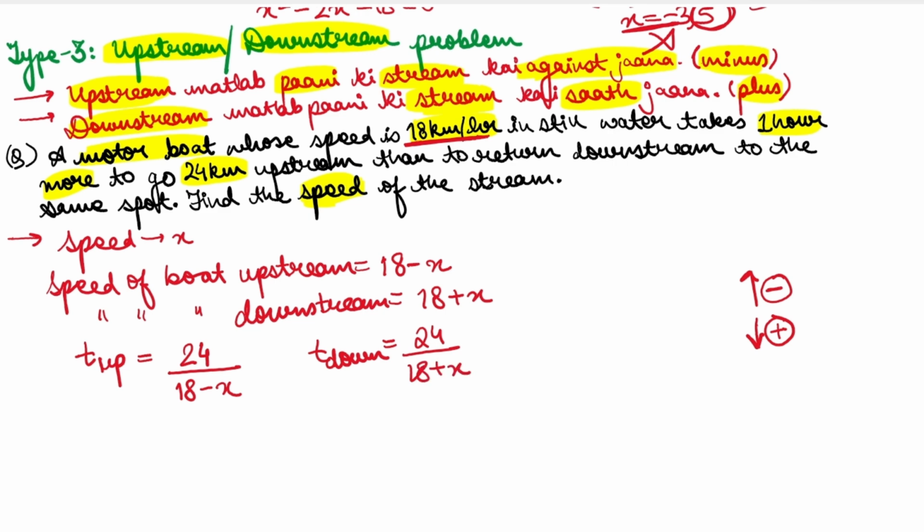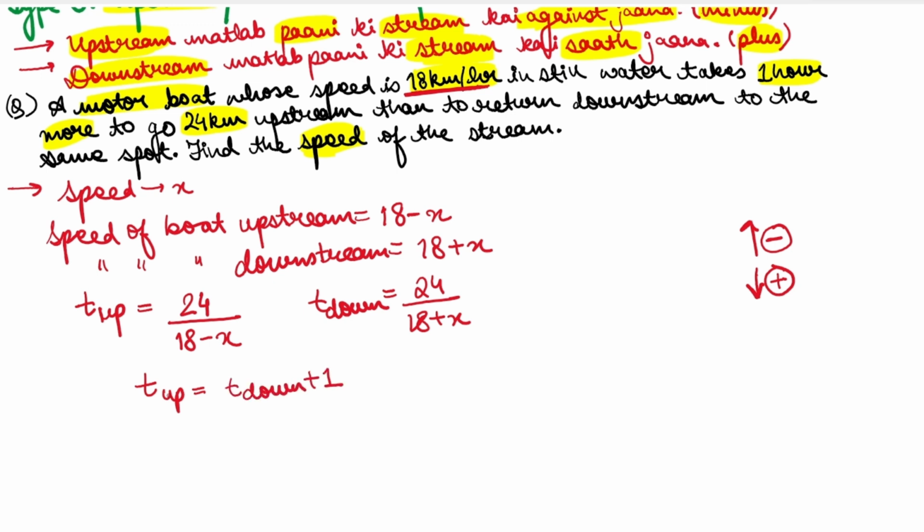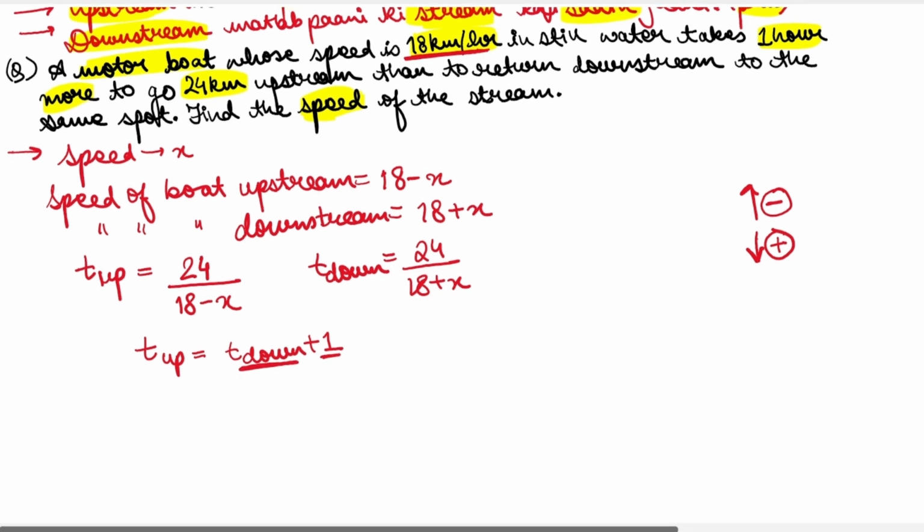ठीक है. अब question क्या बोल रहा है कि दोनों जो है, in still water takes 1 hour more. Motor boat जो है अगर वो upstream जा रहा है, so the motor boat whose speed is 18 kilometer per hour in still water takes 1 hour more to go upstream. वो 1 घंटा ज्यादा लेता है अगर वो upstream की तरफ जाए तो, which means my t up becomes equal to t down plus 1, मतलब upstream में जाने के लिए वो downstream के respect में 1 घंटा ज्यादा लेता है.